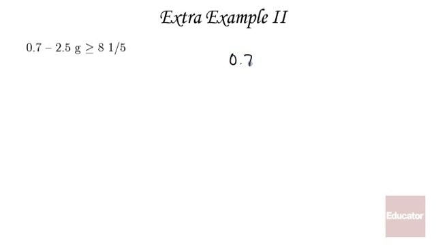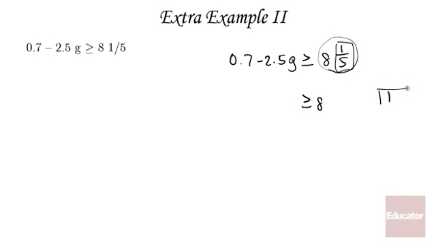We have 0.7 minus 2.5g is greater than or equal to 8 1/5. So here we have a mixture of decimals and fractions. I'm going to change this 8 1/5 into a decimal. You keep the whole number 8 and you take the fraction and divide the numerator by the denominator. We've covered this in an earlier lesson of changing fractions into decimals. 5 doesn't go in, so we put a decimal here, and it'll go in perfectly 2 times. So it's 8.2.